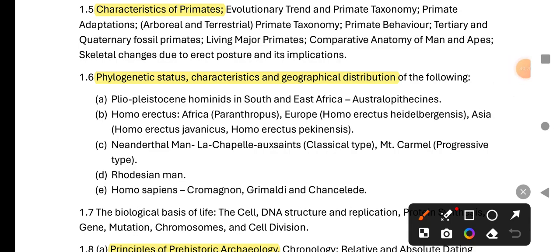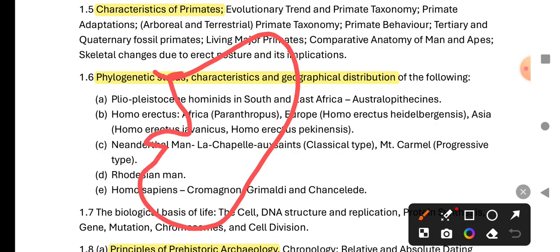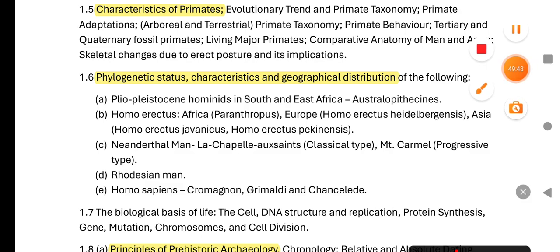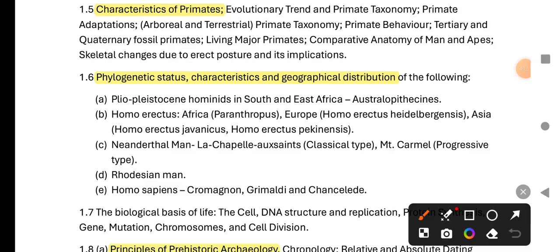And the mastoid process of Australopithecus. What is the mastoid process? This is the skull part, and this is the ear. The mastoid portion is just behind the ear. This is the mastoid process. And the mastoid process in Australopithecus is inverted pyramidal. An inverted pyramidal shaped structure just behind the ear emerged in Australopithecus, and it is fully emerged in Homo erectus.